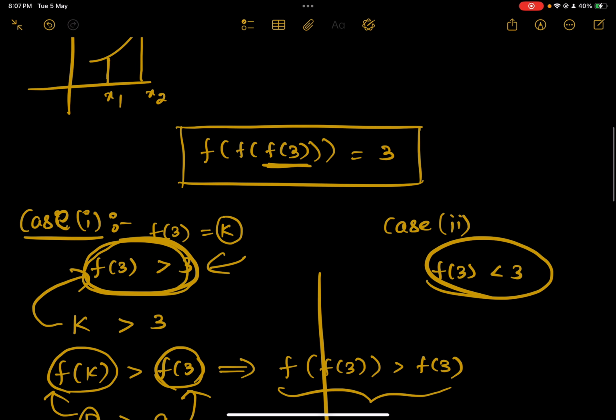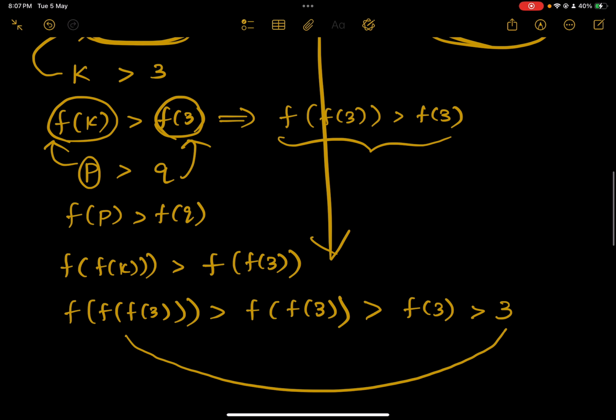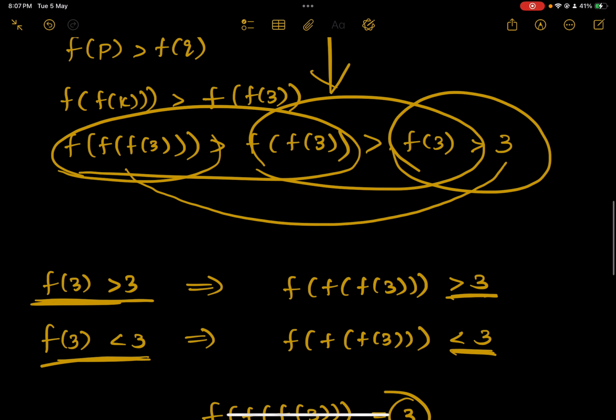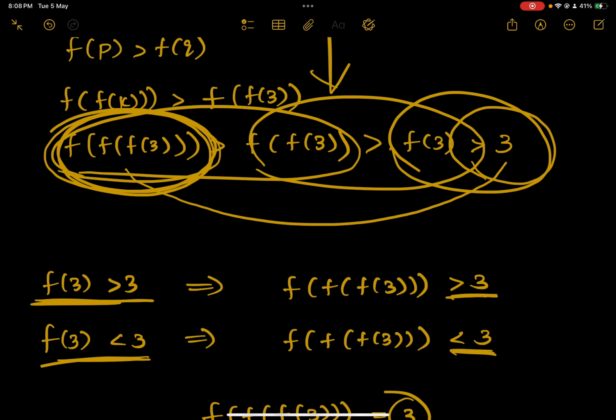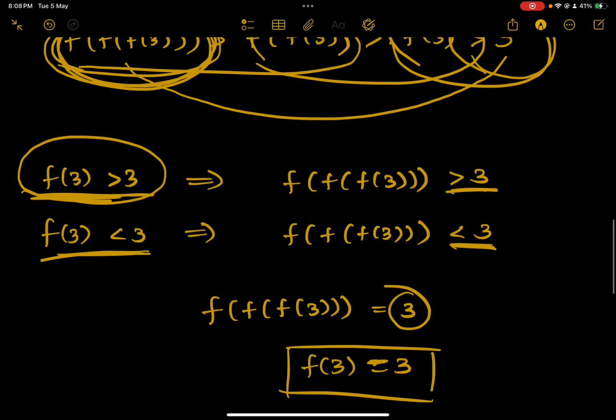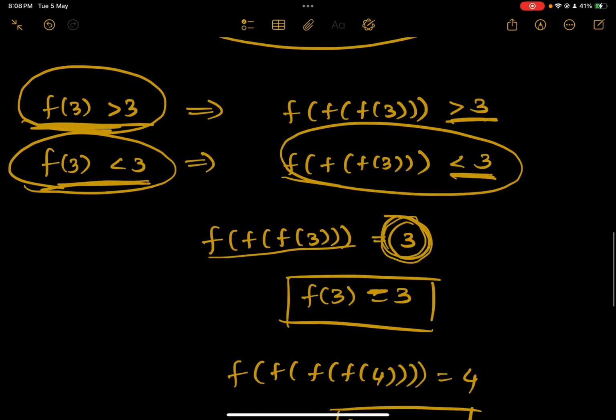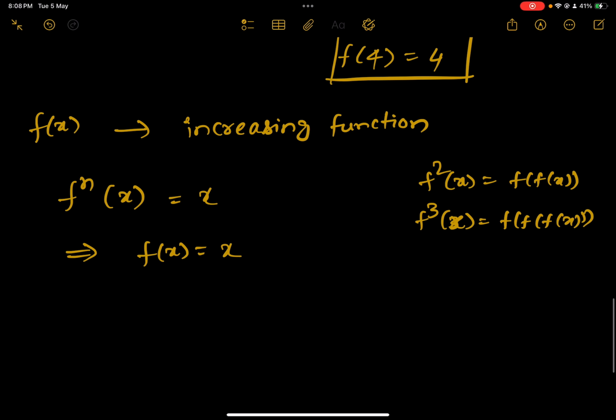So we have just considered the definition of an increasing function, and initially we got this, and then we got this, and then we got this. We clubbed all these inequalities and we ended up getting f of 3 is greater than 3 if f of 3 is greater than 3. If f of 3 is less than 3, this happens. So the only condition for which f of 3 is equal to 3 will be f of 3 is equal to 3.